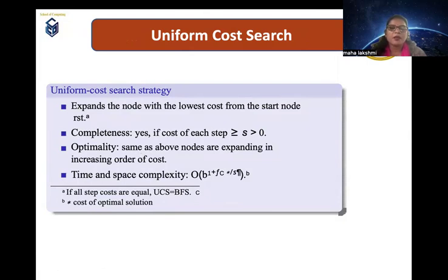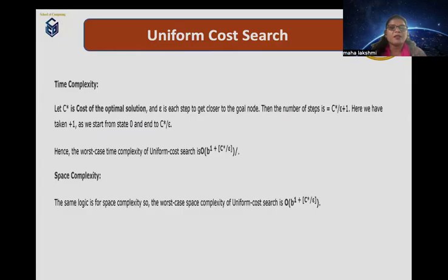Time complexity is O(b^(1 + floor(C*/ε))). If all step costs are equal, uniform cost search is equivalent to the breadth first search algorithm, where b is the branching factor. For time complexity, let C star be the cost of the optimal solution, and epsilon the cost of each step toward the goal node. Then the number of steps is C star divided by epsilon plus 1. We take plus 1 as we start from state 0 and end at C star divided by epsilon.